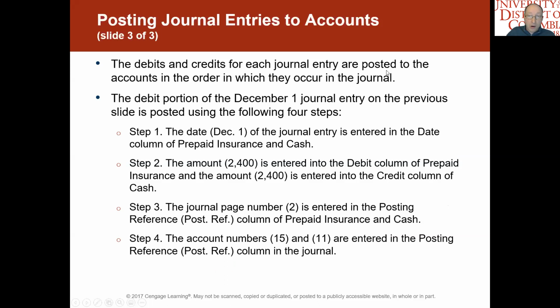Debits and credits for the journal entry are posted to the accounts in the order in which they've occurred. On the previous slide that I just showed you, here are the steps that we took. We first recorded the date. We then recorded the debit account, which was prepaid insurance for $2,400, and then of course the credited account, which was cash for $2,400. On step 3, I'm sorry, we recorded what it was for, and in step 4, we recorded the reference numbers, 15 and 11, respectively.